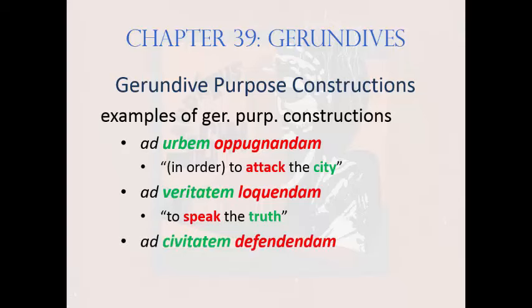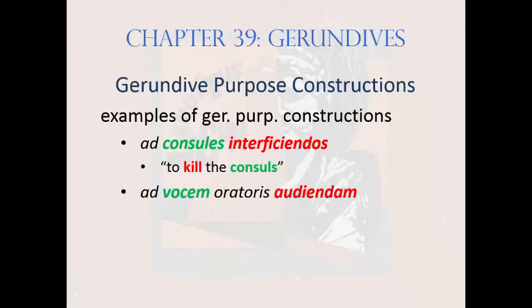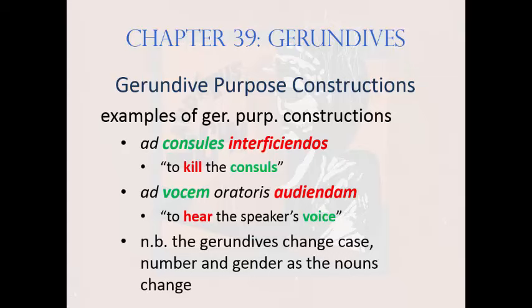Veritatem. One more. Ad civitatem defendendam. To protect, defend, the state. Civitatem. Okay, one more. Ad consules interficiendos. To kill the consuls. One more, just one more. Ad vocem oratoris audiendam. To hear the voice of the speaker, or the speaker's voice. Notice the ending on audiendam, accusative singular feminine. That's because the gerundive is an adjective agreeing with vocem. Literally, it's the voice, not the speaker, that's being heard here. In the top example on this page, interficiendos does the same. It's accusative plural masculine to go with consules.